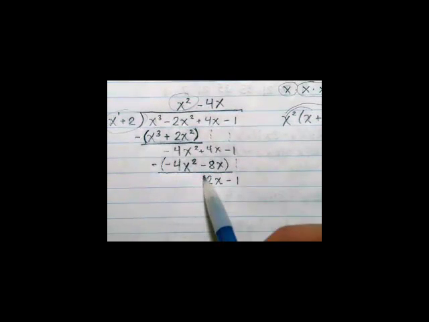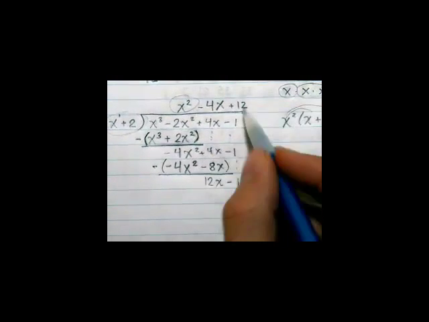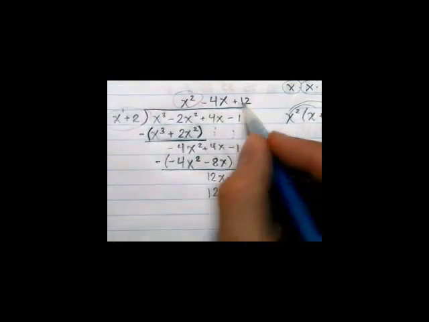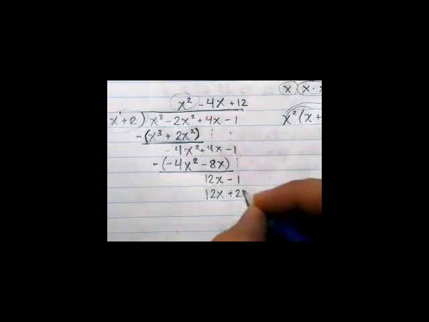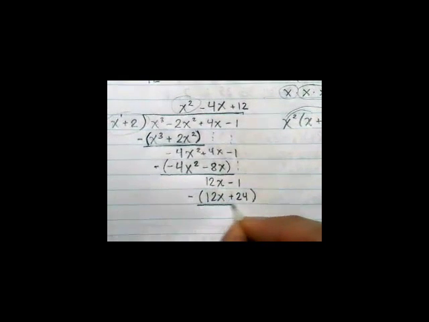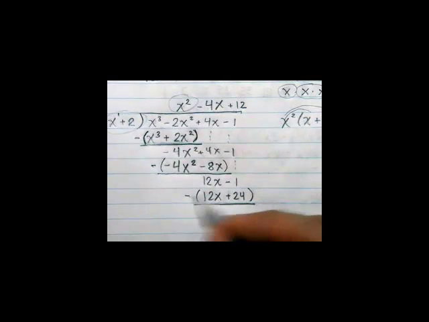Okay, so last time, what do you multiply by x to get 12x? 12. Good. 12 times x plus 2. 12 times x is 12x. 12 times 2 is 24. And then we subtract again. Those again should cancel each other out. Negative 1 minus 24 is negative 25.